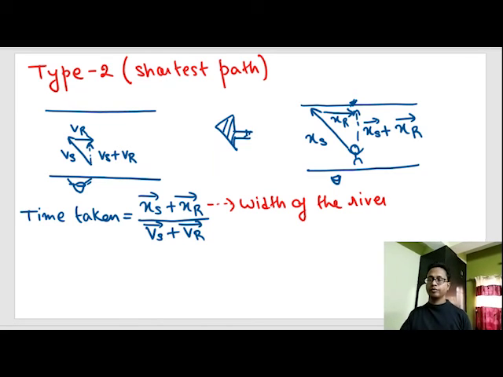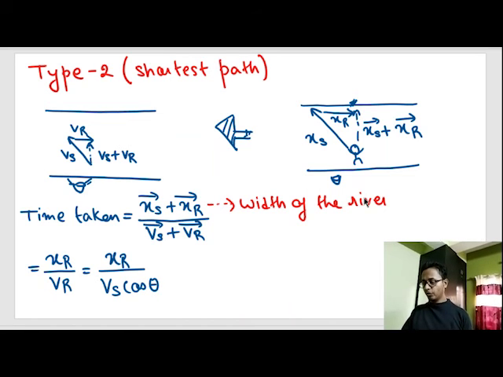So the time taken can also be given by xr, this much distance, by the velocity of river, xr by Vr, or can be given by xr by Vs cos theta. Now what is this Vs cos theta? This term is new.